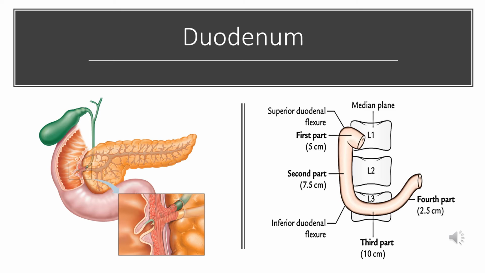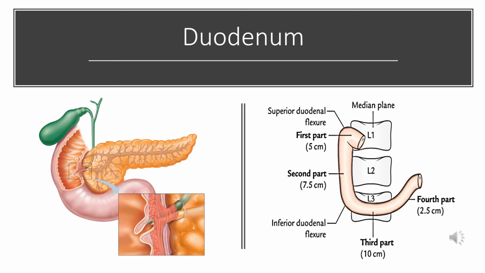It's about 25 to 30 centimeters long, and it extends from L1 to L3. The head of the pancreas lies within the C-shaped loop of the duodenum. The superior part lies intraperitoneally and is enlarged proximally to form the duodenal bulb. And this superior part of the duodenum is connected to the liver by the hepatoduodenal ligament, which is a part of the lesser omentum. The descending part and the rest of the duodenum are retroperitoneal.